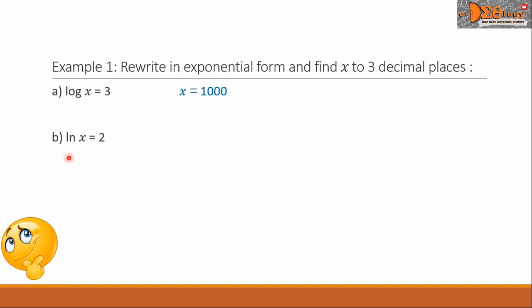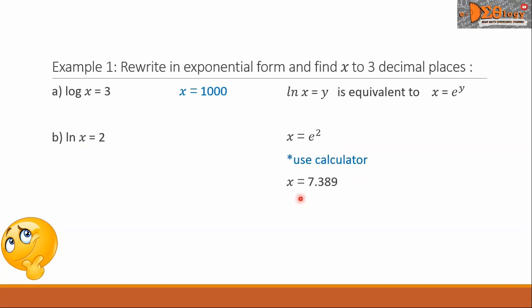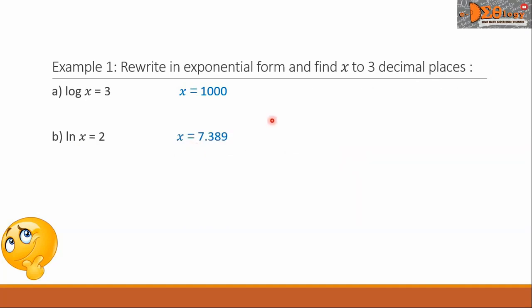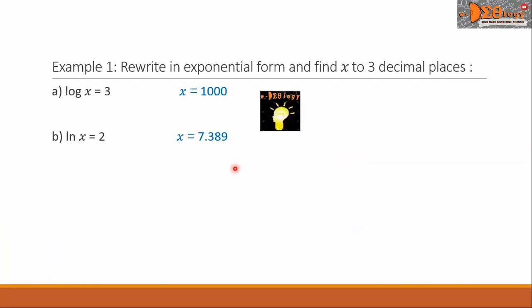Now, let us answer problem B. ln x equals 2. We know that ln x equals y is equivalent to x equals e raised to y. Thus, the ln x equals 2 is equivalent to x equals e squared. And this e squared, using calculator, we will get the value x equals 7.389. And this is the required value for x. We will copy this opposite problem B. Here we go. So we are done with our example 1. These are the final answers.